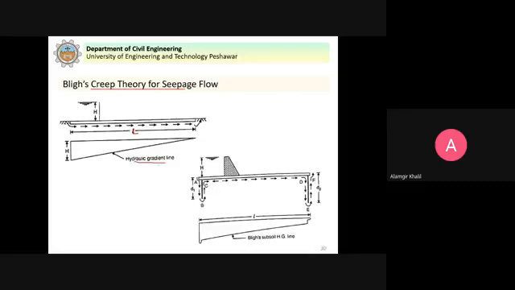So to continue with Bligh's creep theory for seepage flow, you can see here that we have this structure, and this is the hydraulic grade line. This is the diagram here, because of the seepage of water below the foundation. With no cut-off walls, the length of the creep will be simply this L here. And if we have the sheet piles here, this is how the water will flow. It will follow the bottom contour. Clear?